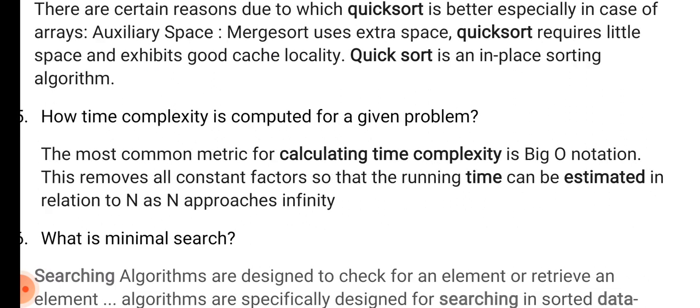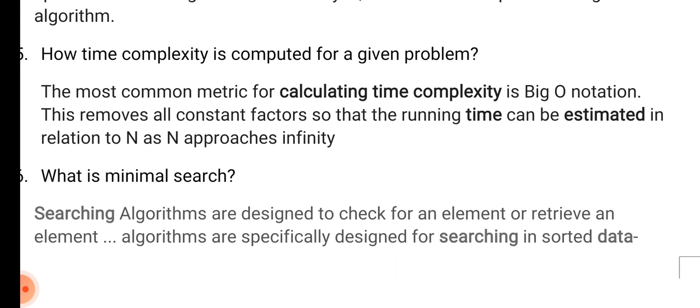How is time complexity computed for a given problem? The most common metric for calculating time complexity is big O notation. This removes all constant factors so that the running time can be estimated in relation to n as n approaches infinity.